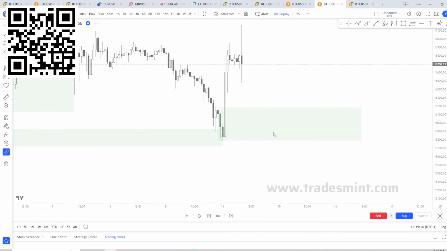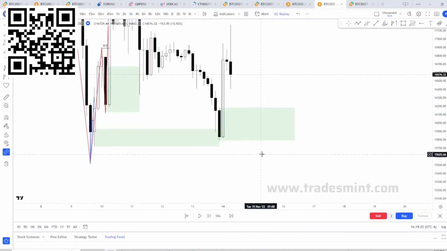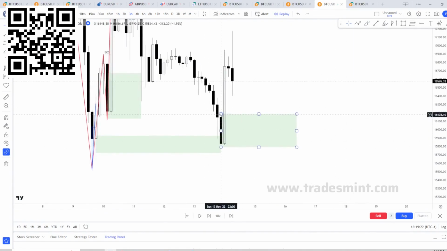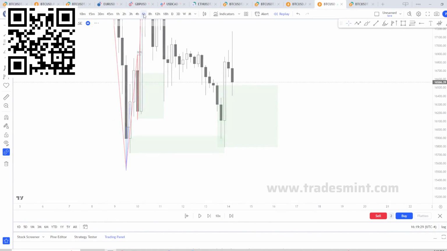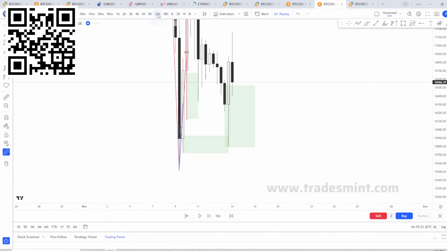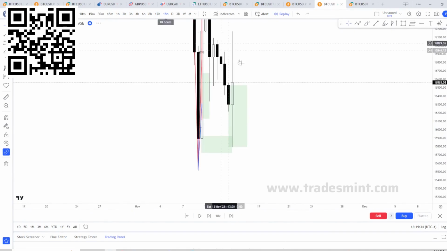If we went to the 3-hour, it might be a 3-hour block. Oh yeah, look at that. This time it was. So it is a 3-hour block. But look at this. If you went up even further, you're still engulfing all these candles here. Okay, so could it be a 4-hour, a 6-hour, maybe an 8-hour block? 12-hour block? 18-hour block? Actually, yeah.